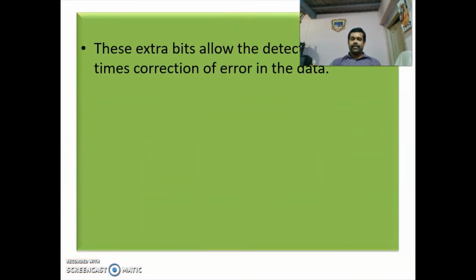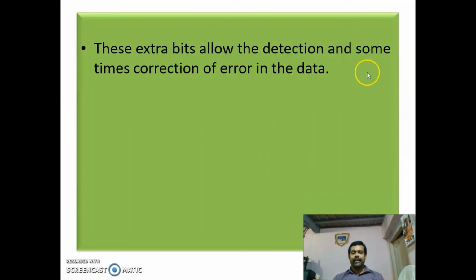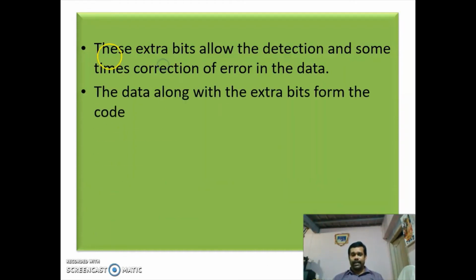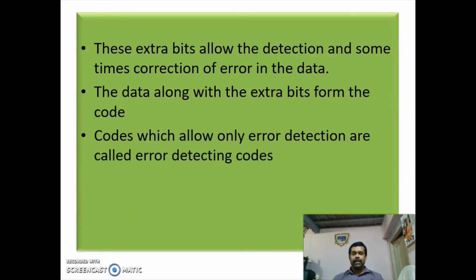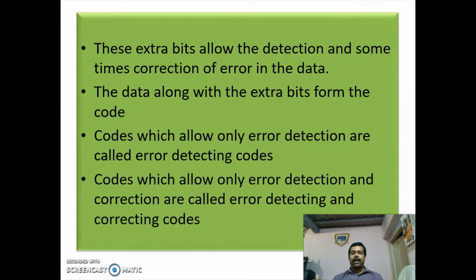So these extra bits allow the detection and sometimes the correction of errors in the data. The extra bits we are adding allow us to detect the errors, and sometimes they are also used to correct the errors. The data along with the extra bits form the code, that is, error detecting and error correcting codes. Codes which allow only error detection are called error detection codes, and codes which allow error detection and correction are called error detecting and correcting codes.